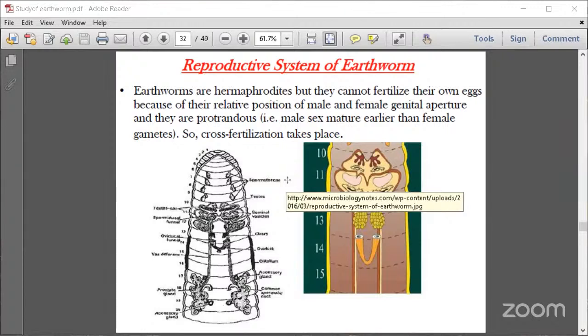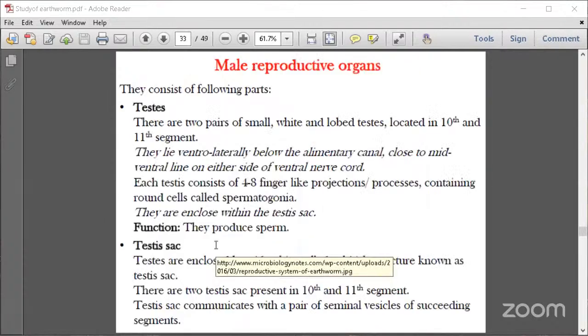That's because the male reproductive organs mature early and the female reproductive organs mature later than the male reproductive organs, so they are called protandrous. Here you can see the structure of the reproductive system in the earthworm. Coming to the male reproductive organs, they consist of the following parts.